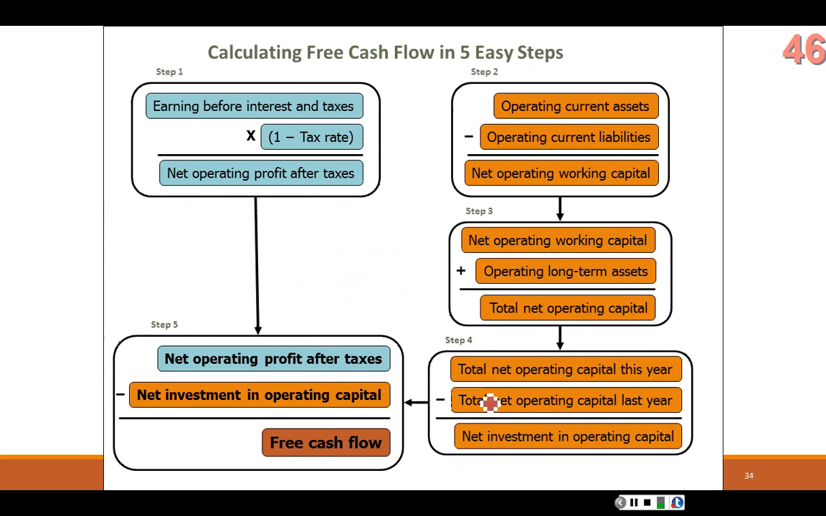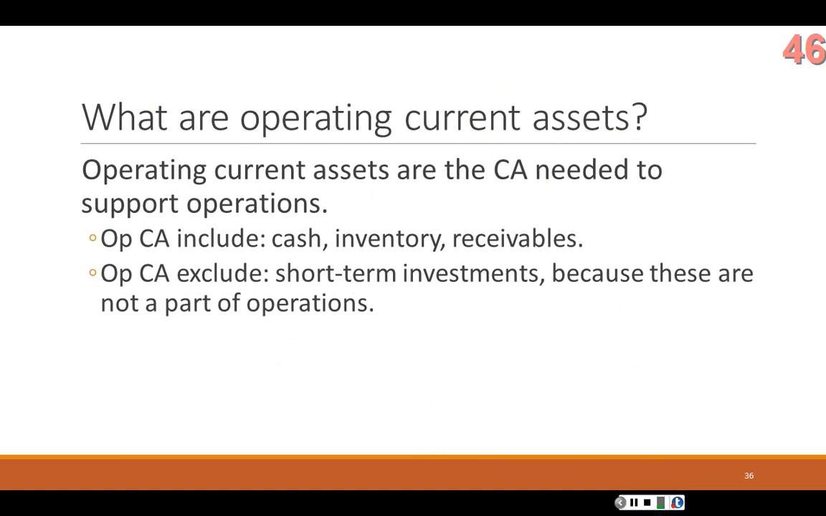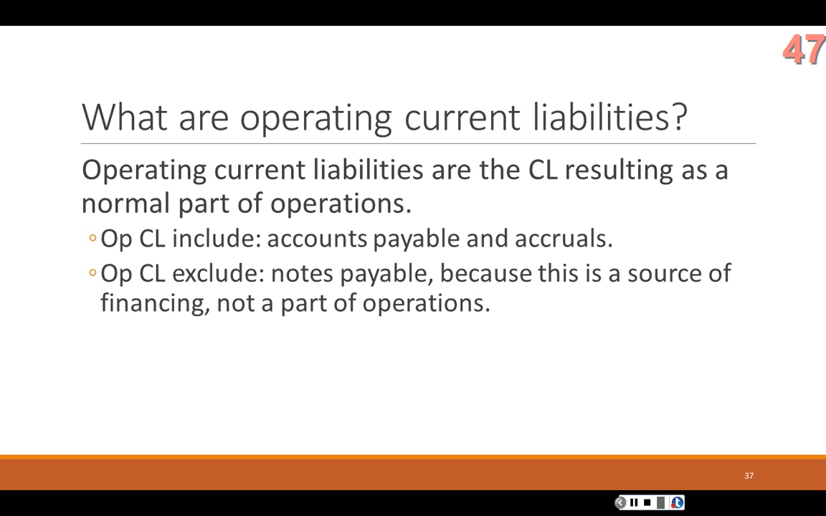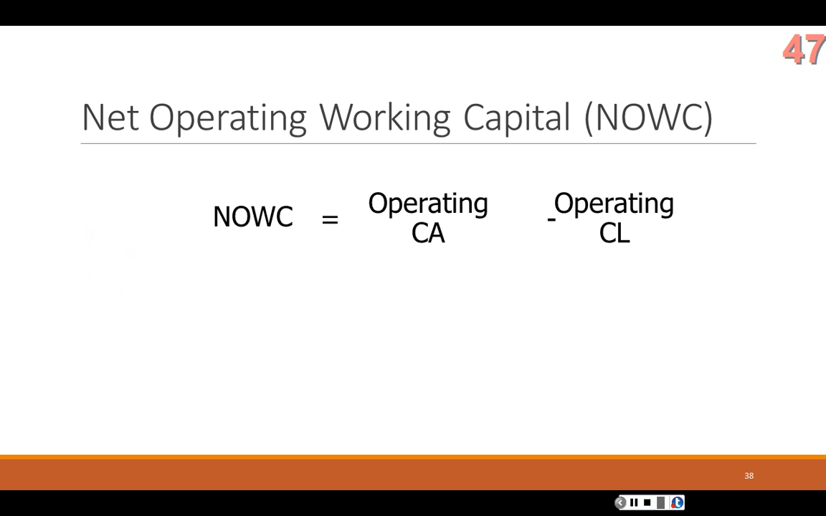If you go back to our table, the second step is to calculate net operating working capital. To do so, we have to be able to determine operating current assets and operating current liabilities. Operating current assets are the current assets needed to support operations, so they include cash, inventory, and receivables. Operating current liabilities are the current liabilities that result as a normal part of operations and include accounts payable and accruals. So we can calculate net operating working capital.